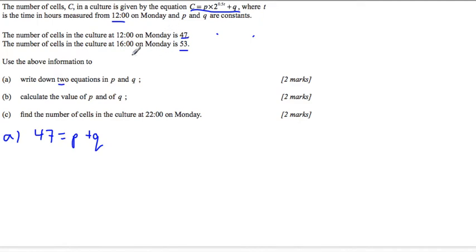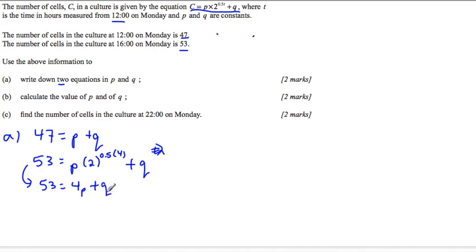We need two equations. Let's use the second piece of information. 4 hours later, we have 53. So that makes sense, there are more cells. P times 2 to the power of 0.5 times 4, plus Q. So that becomes a little bit more work. Well, let's move down here. 53 equals, half of 4 is 2, 2 squared is 4. So you have 4P plus Q, which gives your answers here, 47 and 53.